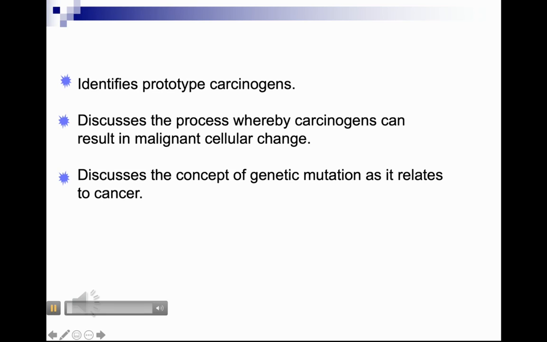We are now going to identify some prototype carcinogens, not all of them, but prototypes. We are going to discuss the process whereby carcinogens can result in malignant cellular change. And we're going to discuss the concept of genetic mutation as it relates to cancer.